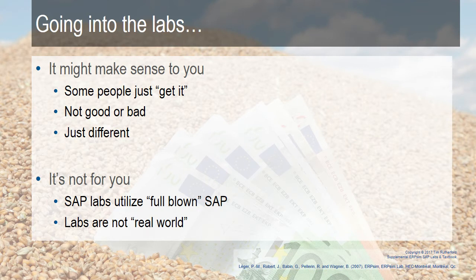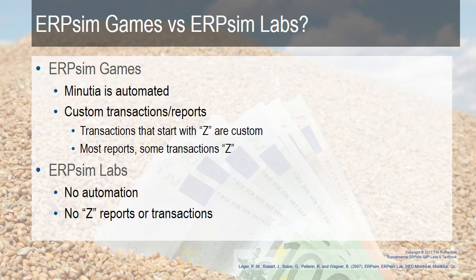So the labs themselves are not necessarily real world, keeping in mind that one person would be doing one or two transactions, and here you're using all these transactions. So thinking about the simulation, the games versus the labs, in the games, the minutia is automated. A lot of the financial transactions, the receipt of raw materials, all of those things are run within the simulation. They're taken care of for you.